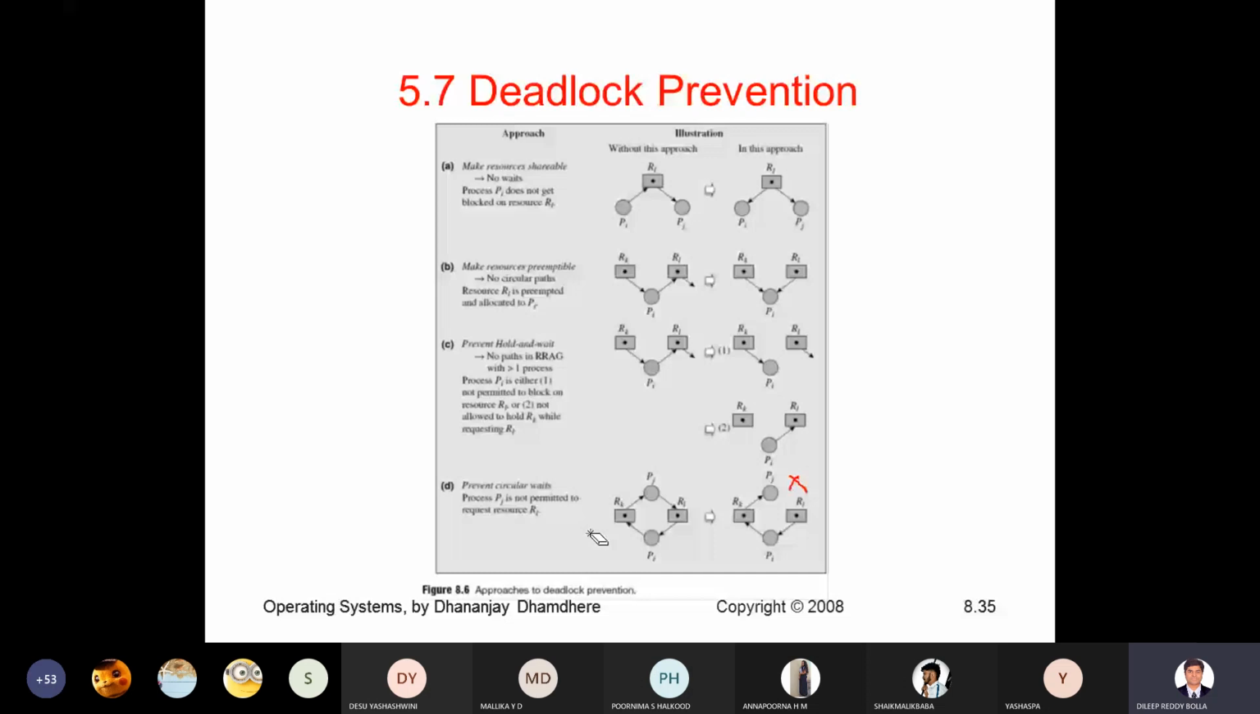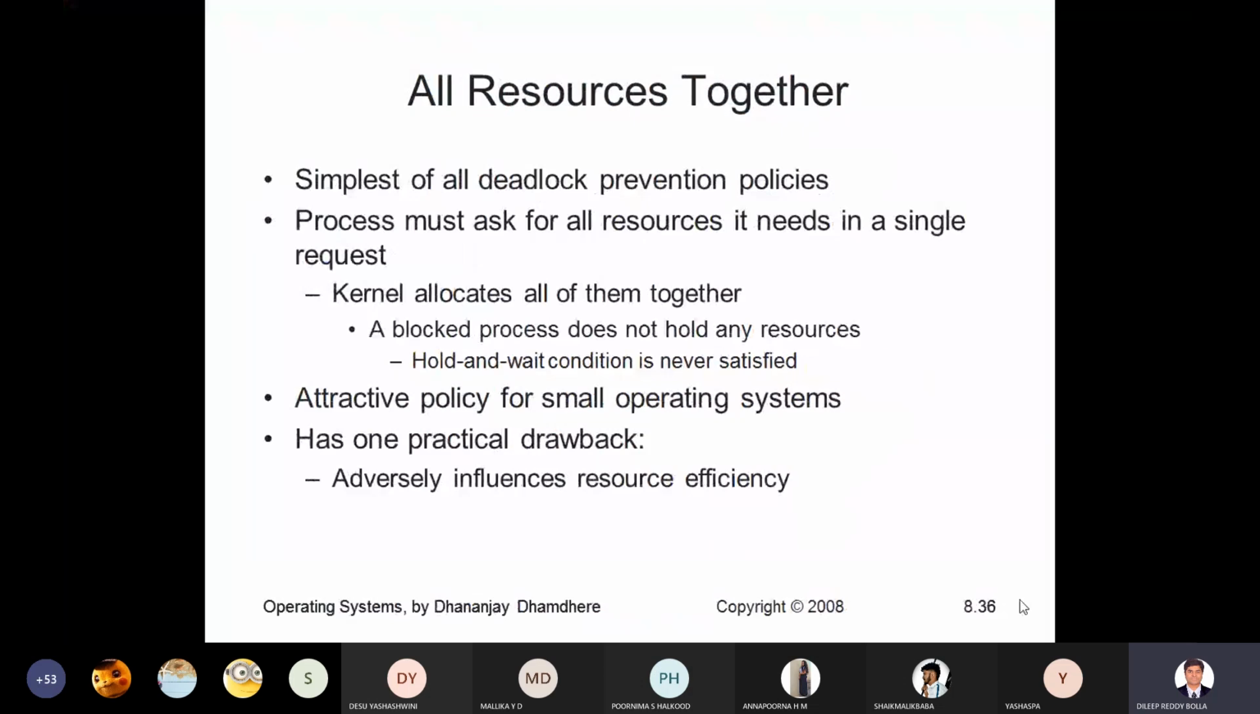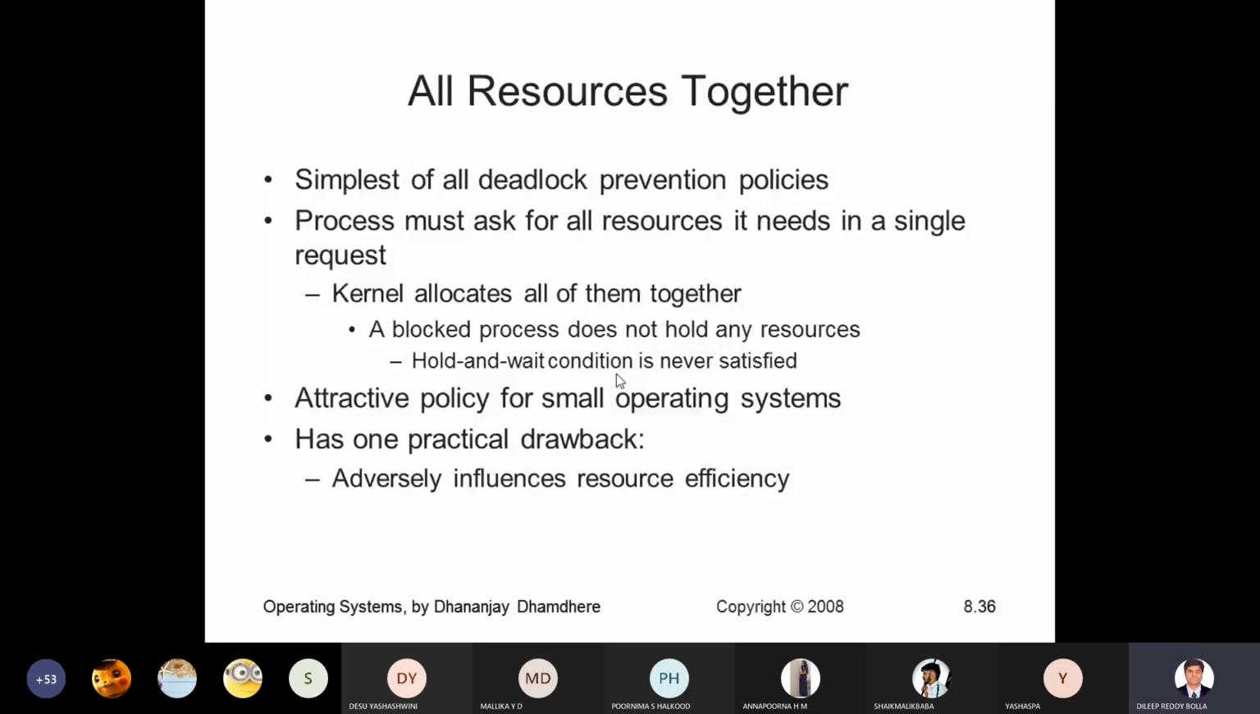All right, so any doubts in this concept? Deadlock prevention. So in the next class we will see how we are going to use all the resources together in order to prevent the deadlock, and we will see how further we can do deadlock avoidance. Okay, so let us continue from here again.